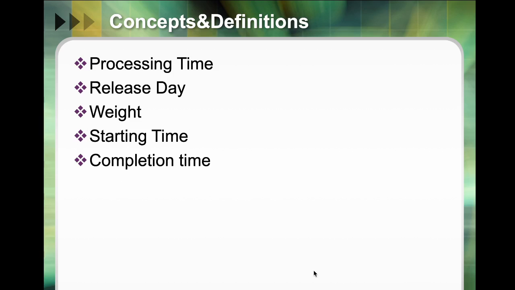So here the starting time, if you look at the notes, this means the time when the job is processed on the machine, and completion time is the time when the job is completed on some machine, right? So this is basically the most common characteristics that we need to consider when we try to model and solve the scheduling and planning problem, right?